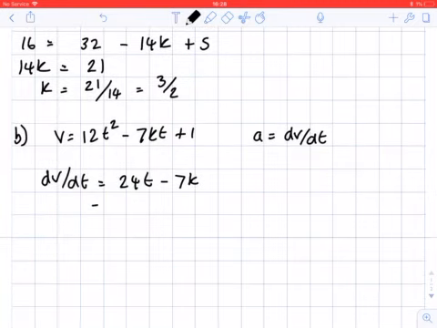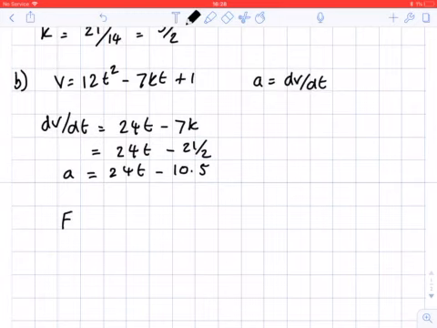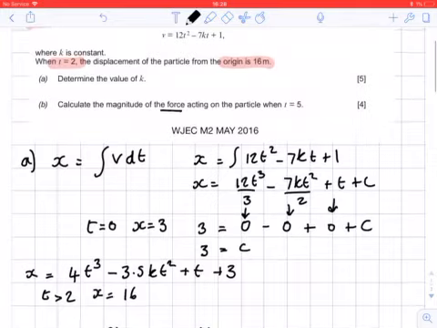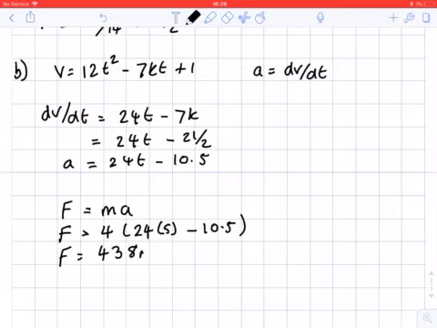Now I already know what k is. It's 3 over 2, so that's 24t minus 21 over 2. So my acceleration is 24t minus 10.5. Now I know that F is equal to ma. My mass of my object is 4. My acceleration is 24, and I think it wanted it after 5 seconds. Yeah, t equals 5. So 24 lots of 5 minus 10.5. And when you calculate all that, I think you find the force applied on the object is 438 newtons.